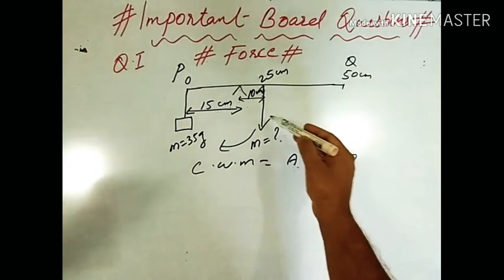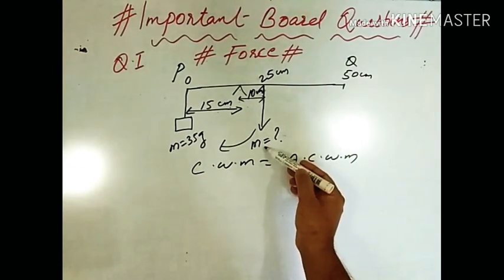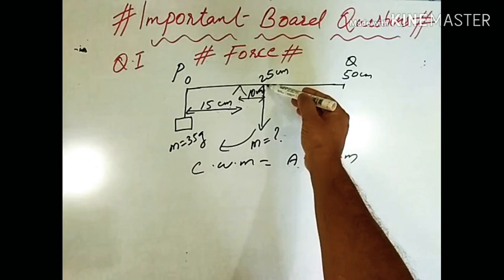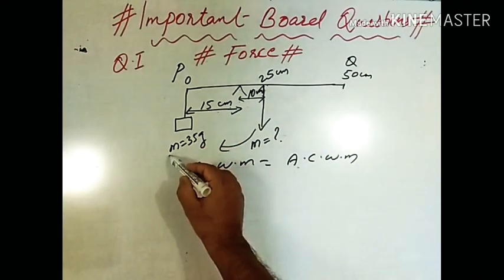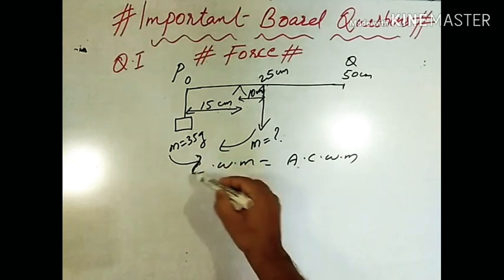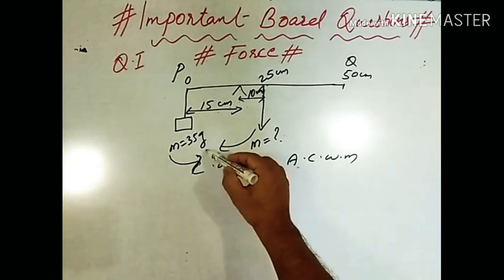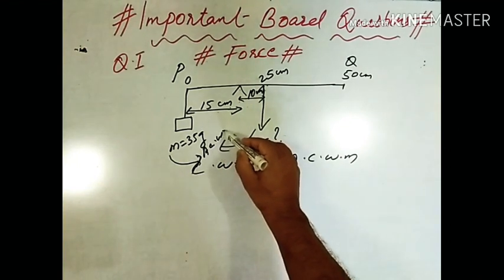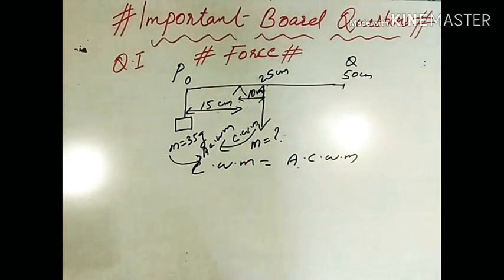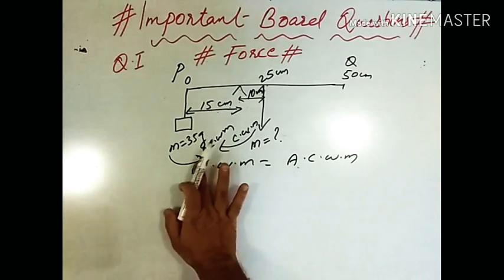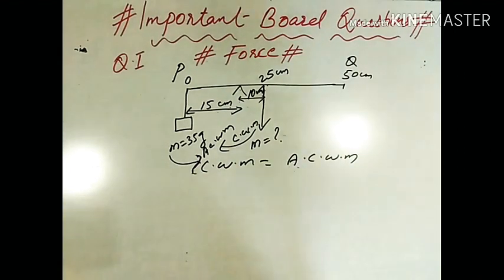The clockwise moment is due to the mass of the meter rule, which is acting at the 25 centimeter mark about the knife edge. The anti-clockwise moment is produced due to the 35 gram. So the clockwise moment is equal to the anti-clockwise moment. This is one of the important applications of the principle of moments.